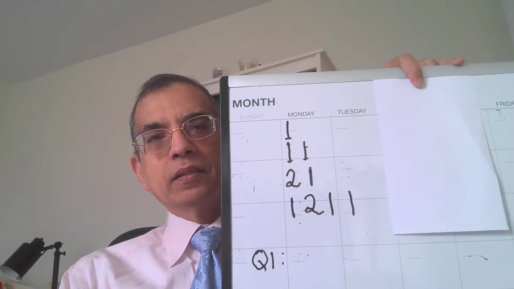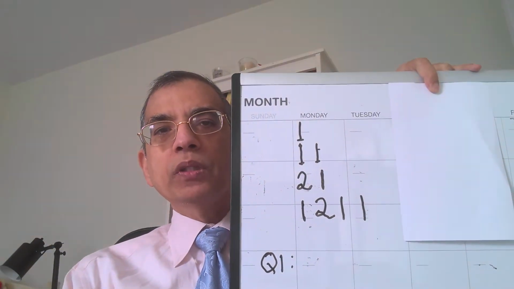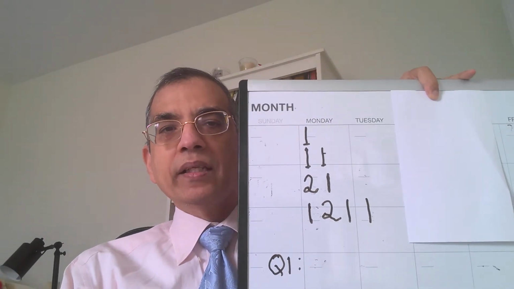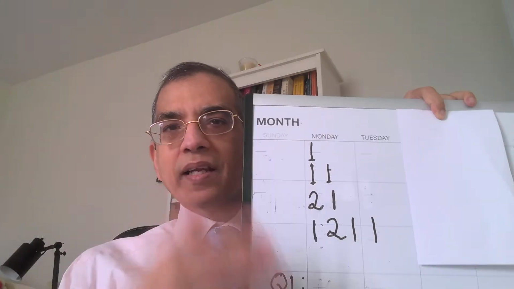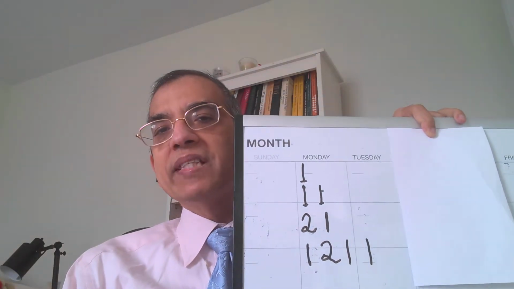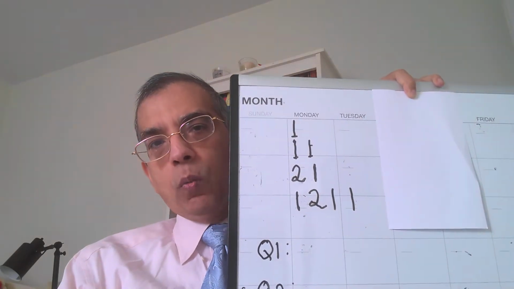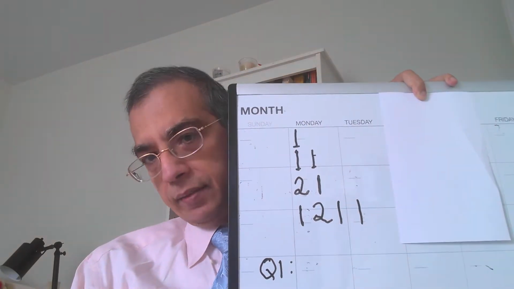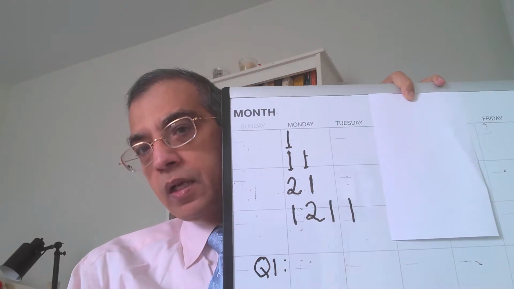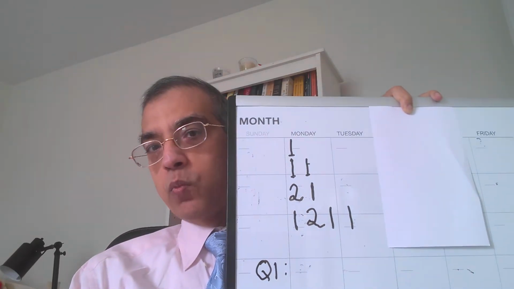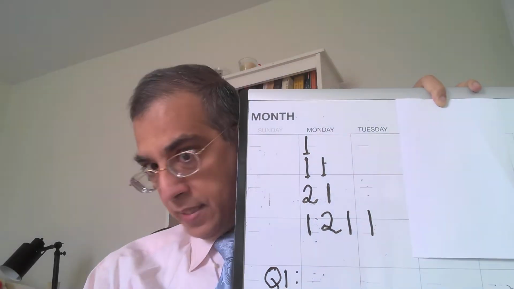Today we are going to start with a little quiz. This is about a sequence of numbers, and each subsequent line is derived with a rule from the previous line. You're asked to guess what is the fifth line. Please pause the video here and take a guess as to what the next line is.